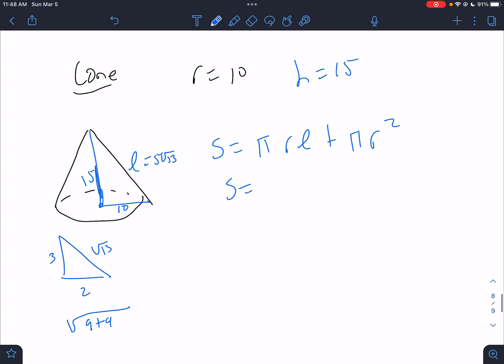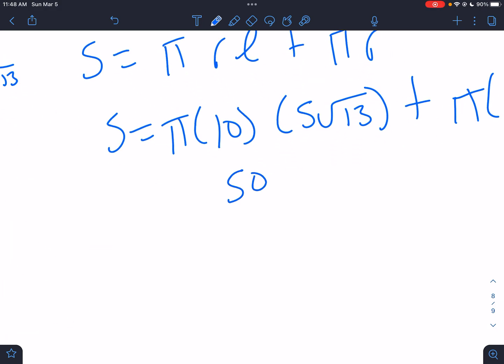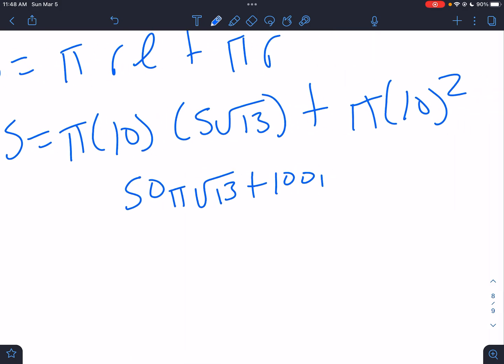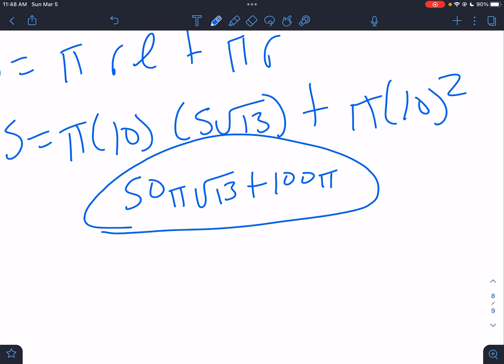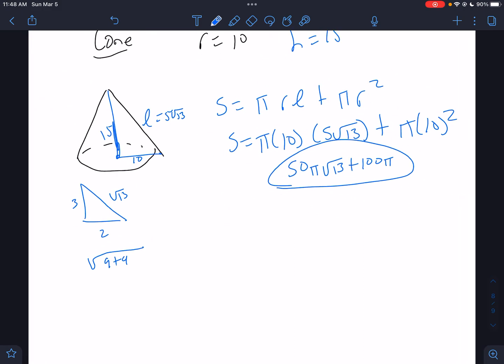So the surface area would be pi times R times L, which is 5 root 13, plus pi times R squared. That would be the total surface area. So this would be 50 pi root 13 plus 100 pi. Those are unlike terms. You would have to leave it like that. One of them is pi root 13 and one of them is pi. You can't do anything with that. So that's what a cone would look like.